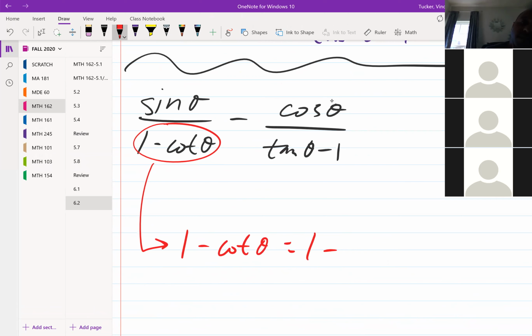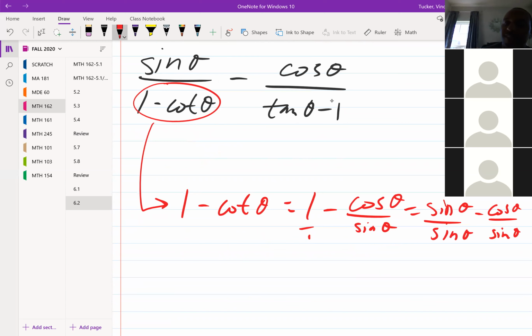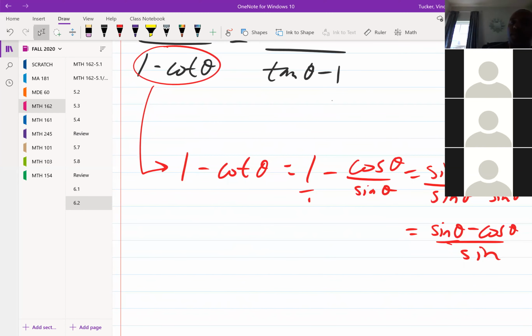Rewrite cotangent. That's cosine over sine. And 1 is just 1 over 1, so if I want to combine that, sine over sine minus cosine over sine. And I'm hoping this works. So that's sine minus cosine over sine. All right, so that's the denominator for that one.